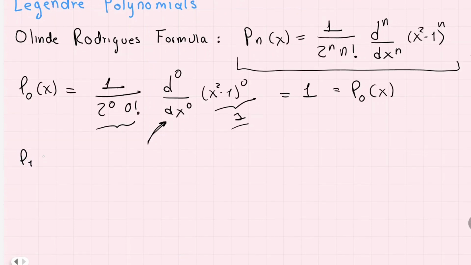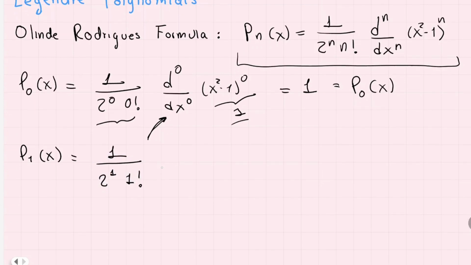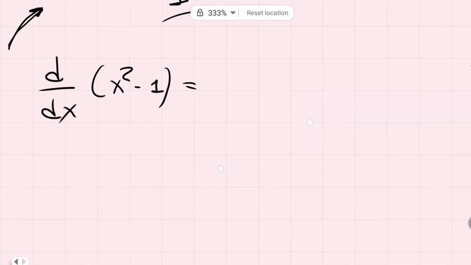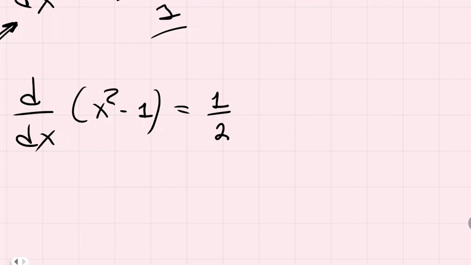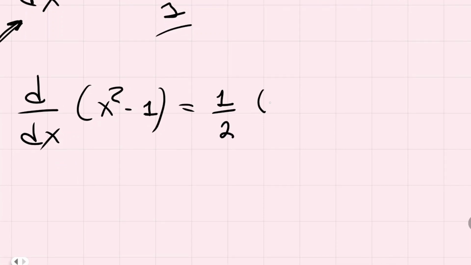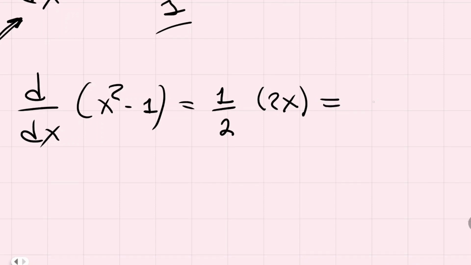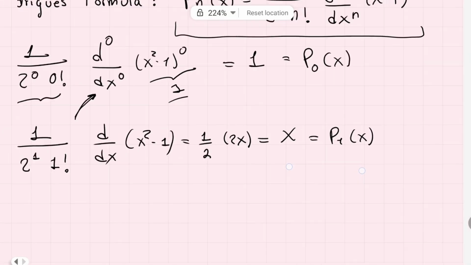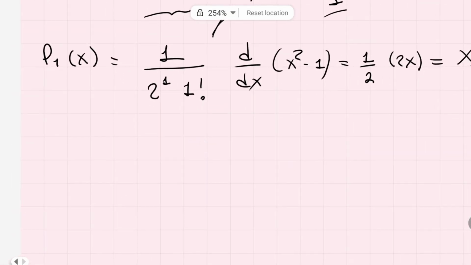So for example, P1 of x is going to be 1 over 2 to the first power times 1 factorial, and then the derivative with respect to x of x squared minus 1. So this is 1/2 times the derivative with respect to x of this, which is going to be 2x. So we get x for the P1 of x term. Okay, let's try another one, P2 of x.